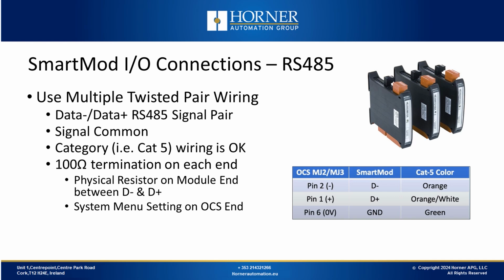For RS-485, there is a 100 ohm termination required on each end. On the module end, you could use a physical 100 ohm resistor between data plus and data minus. On the OCS end, some models use a dip switch for termination for RS-485, whereas other models have a system menu entry for setting termination on the OCS, which will be easier than dealing with a resistor on the OCS side.